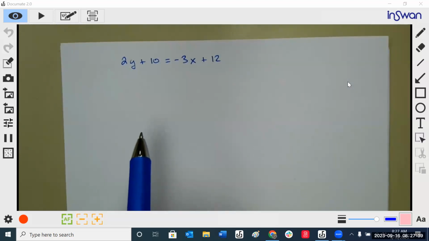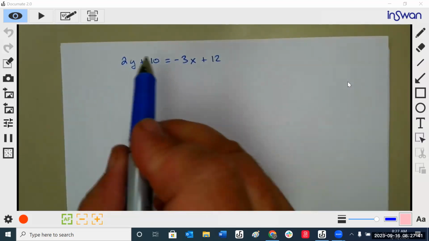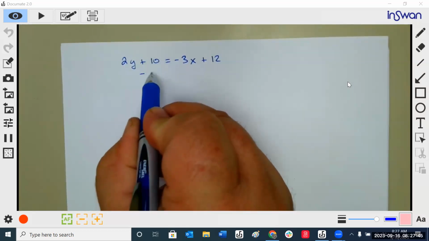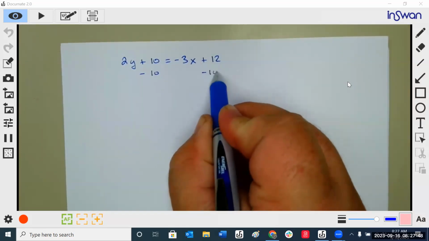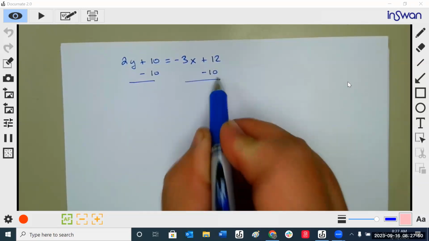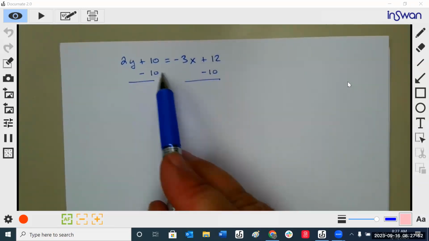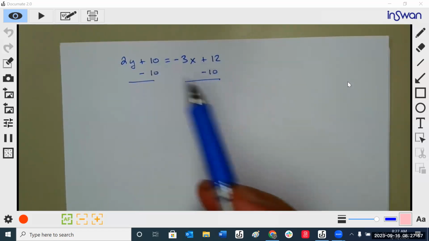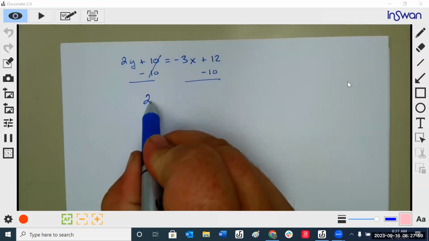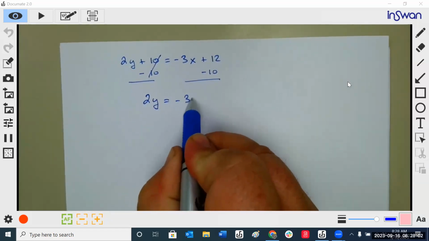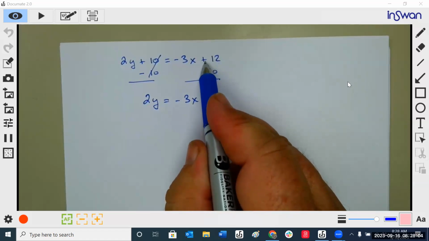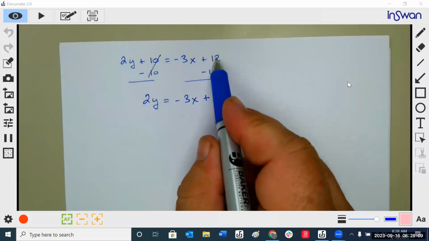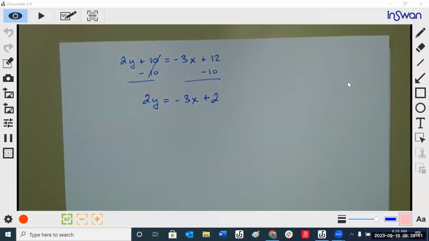Start by getting rid of anything plus or minus. So we have to get rid of the 10. How do we get rid of the 10? Minus, because it's opposite of plus. Minus 10, both sides. I cannot subtract 10 from 3x because apples and oranges. This one has it. So we just have 2y equals negative 3x, positive 12, negative 10. 12 is bigger, so the answer is positive. 12 minus 10 is 2.